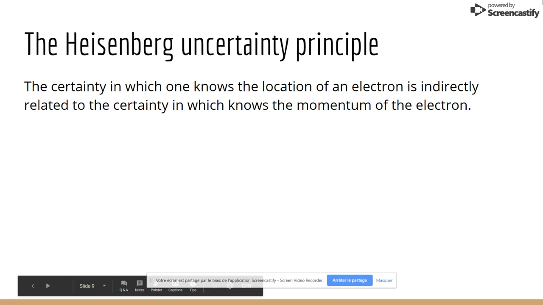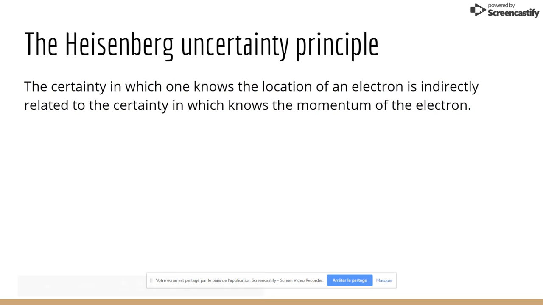Pause here. Right, so we're going to talk just a little bit conceptually about something called the Heisenberg uncertainty principle. So the certainty with which you know the location of an electron is inversely related to the certainty with which you know the momentum of the electron. If you didn't already know, momentum is the product, meaning multiplication, of the mass of an object multiplied by its velocity. So essentially what this means is if you are able to locate an electron, you are not able to measure its velocity. And vice versa. If you know the velocity of an electron, you are not able to measure its location.